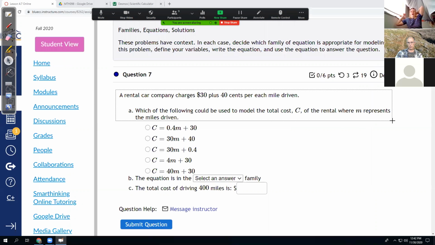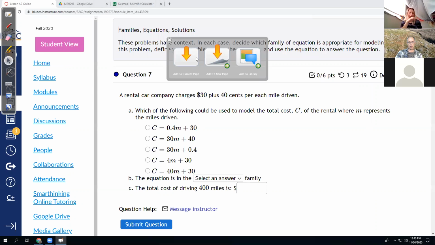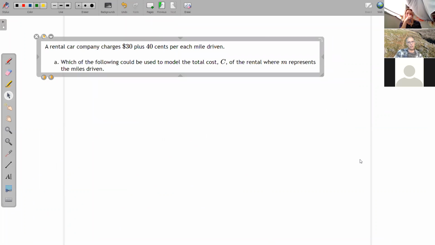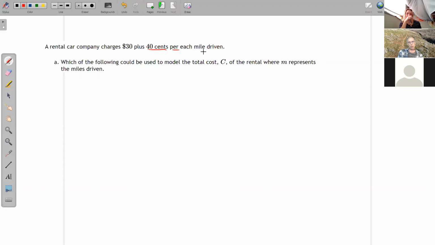And I'm going to ignore what they wrote for a second and just see if I can figure it out on my own. Okay, so one thing that jumps out at me here is with the 40 cents, it's per mile. Per means divide. So that would be 40 cents divided by 1 mile. And fractions like that make me think of slope. Okay, so I'm thinking the 40 cents is the slope. Mixing cents and dollars is dangerous, so I think I would rather rewrite that as 0.4 dollars per mile.